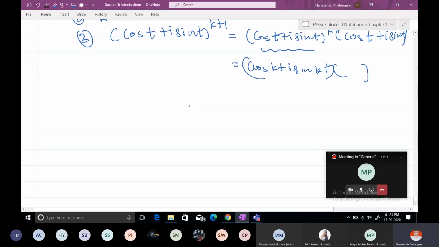Okay, so what was our problem? We are talking about this problem. n factorial is greater than 2 raised to n for all n greater than or equal to 4. This is the problem, right? Now, for n greater than or equal to 4 this is true, and therefore what is the base case?